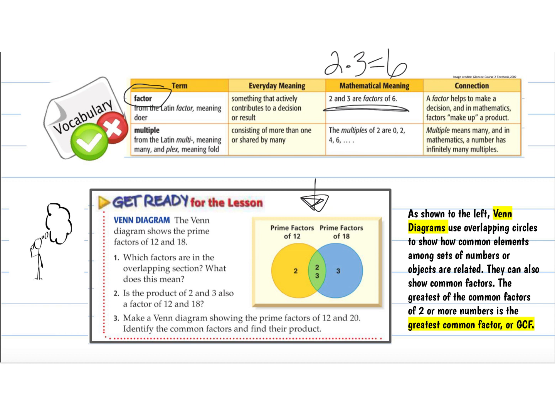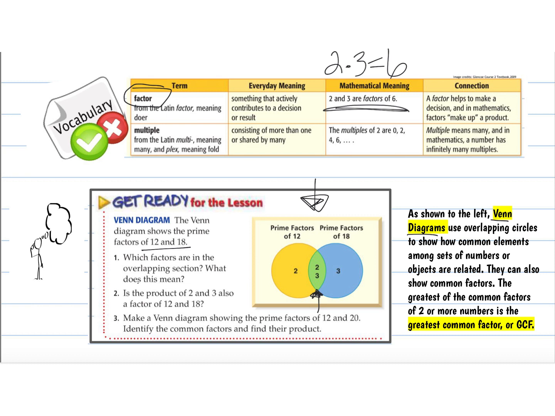Let's look down at this example right here. And we can see that there's a Venn diagram showing this example. So if we look at 12 and 18, it just has some of its factors listed. So which factors are in the overlapping section? So this green is in the overlapping. 2 and 3 are both in there, meaning that 2 and 3 are both factors of 12 and 18.